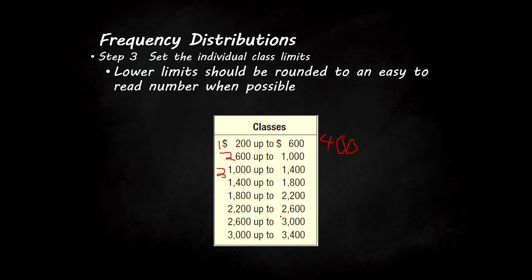And every single last one of these has an interval. When you have 200 up to 600, that means 200 up to 599.99 inclusive, then 600 up to 999.99 inclusive. And so these are the lower and the upper limits for the classes.